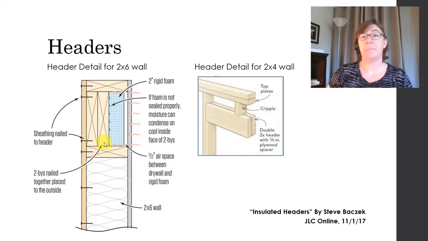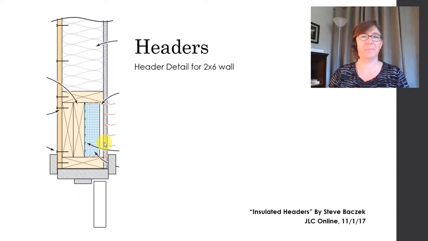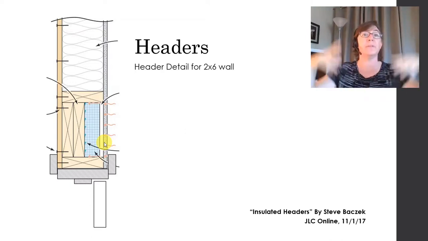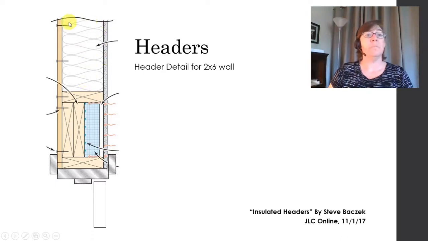Now, this was the best illustration that I found of a 2x6 header, clearly drawn, but for some reason it's upside down. So here you go. I flipped it over for you so you can see a more typical orientation because, of course, this header is above a door. So there's wall above it.